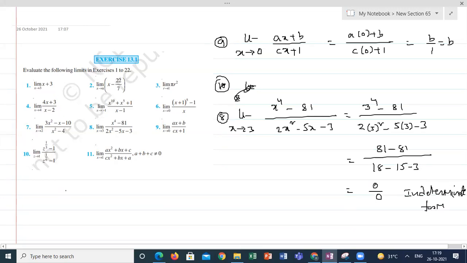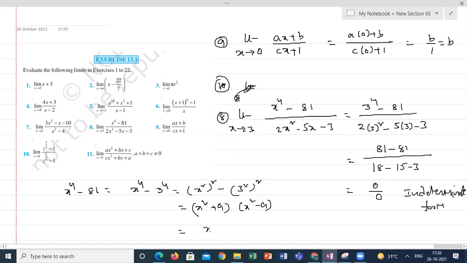So I'm taking the factors of x power 4 minus 81. This can be written as x power 4 minus 3 power 4. This is (x square) whole square minus (3 square) whole square, which gives x square plus 9 into x square minus 9. Again, this can be written as (x square plus 9) into (x plus 3) into (x minus 3).